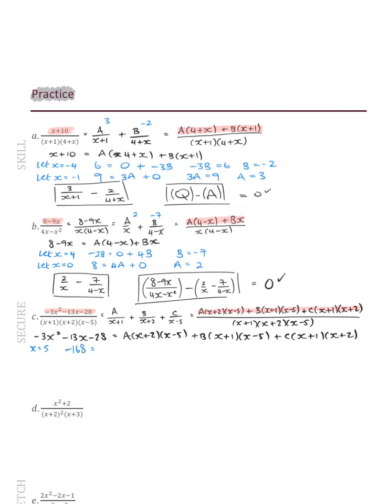A is equal to 0. B is equal to 0. c is equal to x plus 1, x plus 2. So minus 168 equals 42c, c is minus 4. Okay, then we are going to do x equals minus 2. So minus 2 store for x. Go back up, put that in. So a is 0, b is x plus 1.